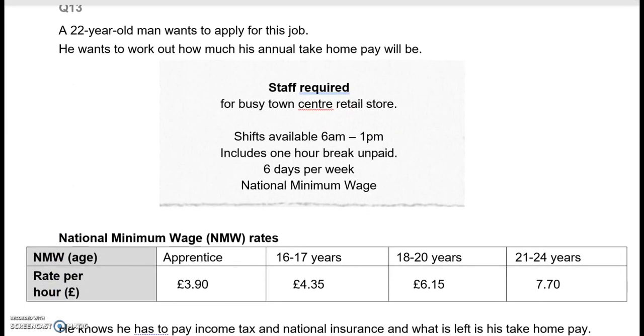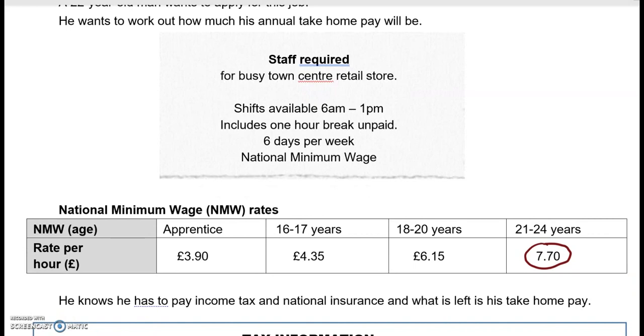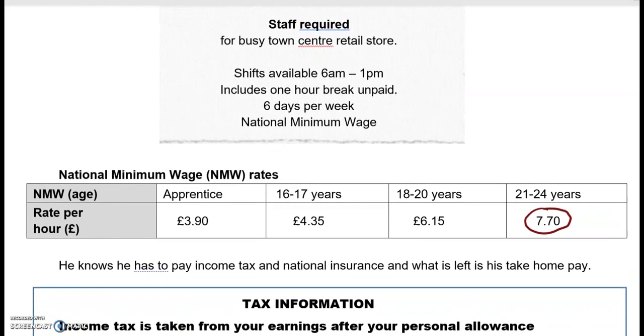A 22-year-old man wants to apply for this job. He wants to work out how much his annual take-home pay will be. Staff required for busy town centre retail store, shifts available 6 a.m. to 1 p.m, includes 1 hour break unpaid, 6 days per week, national minimum wage. And then we've got the wage rates. So he's 22, so he's going to be paid £7.70 per hour. He knows he has to pay income tax and national insurance, and what is left is his take-home pay.